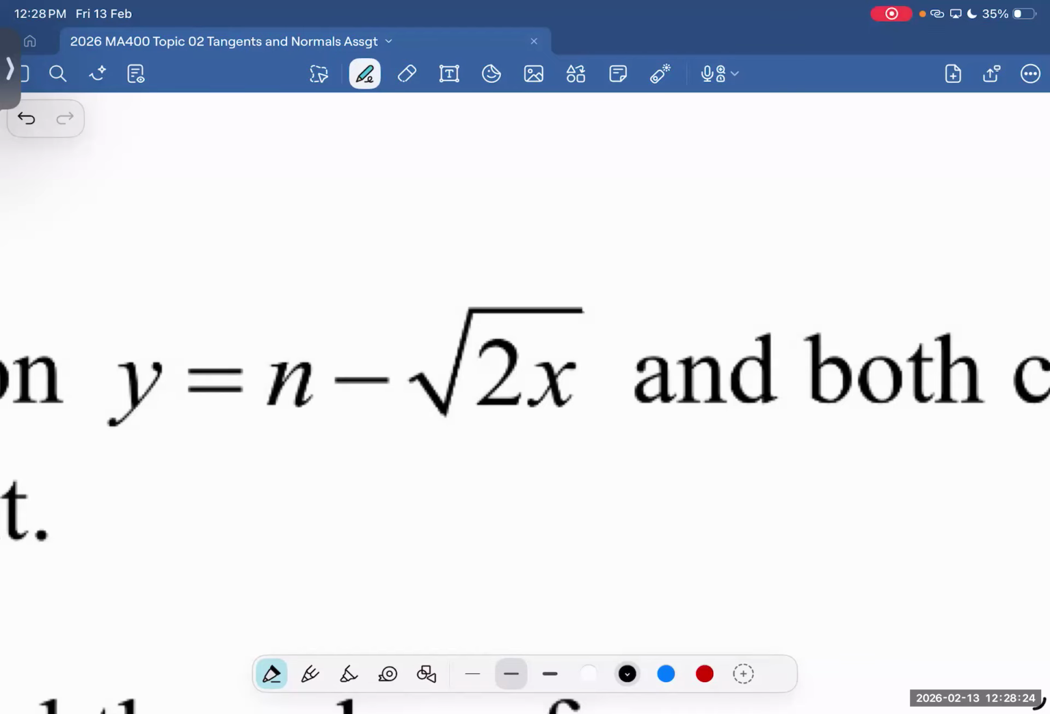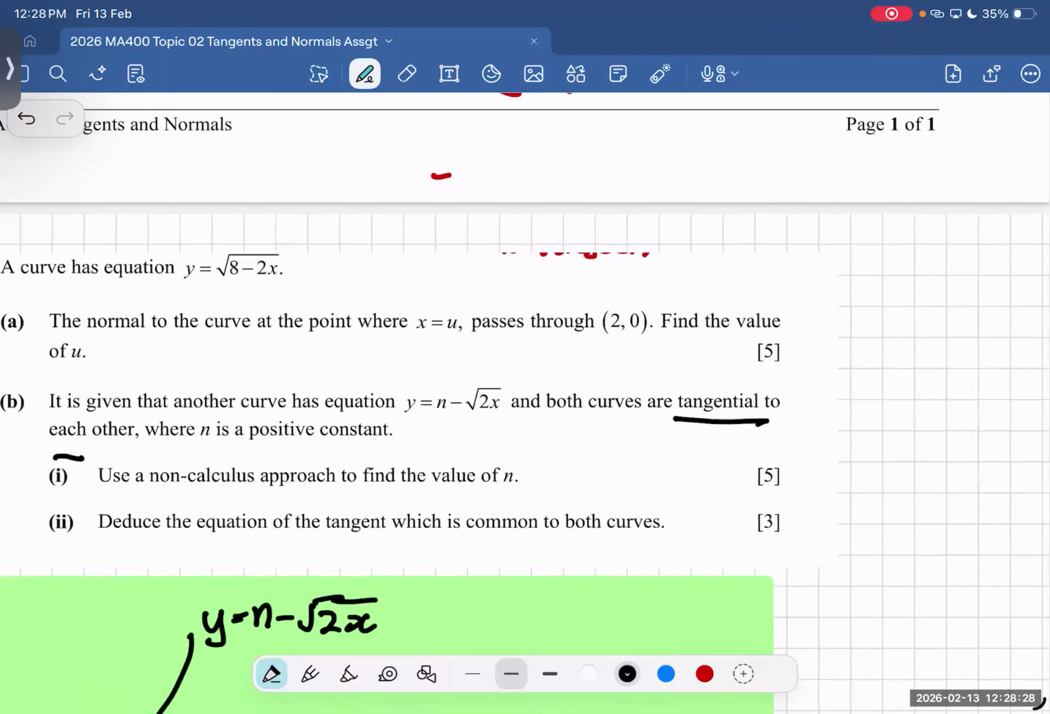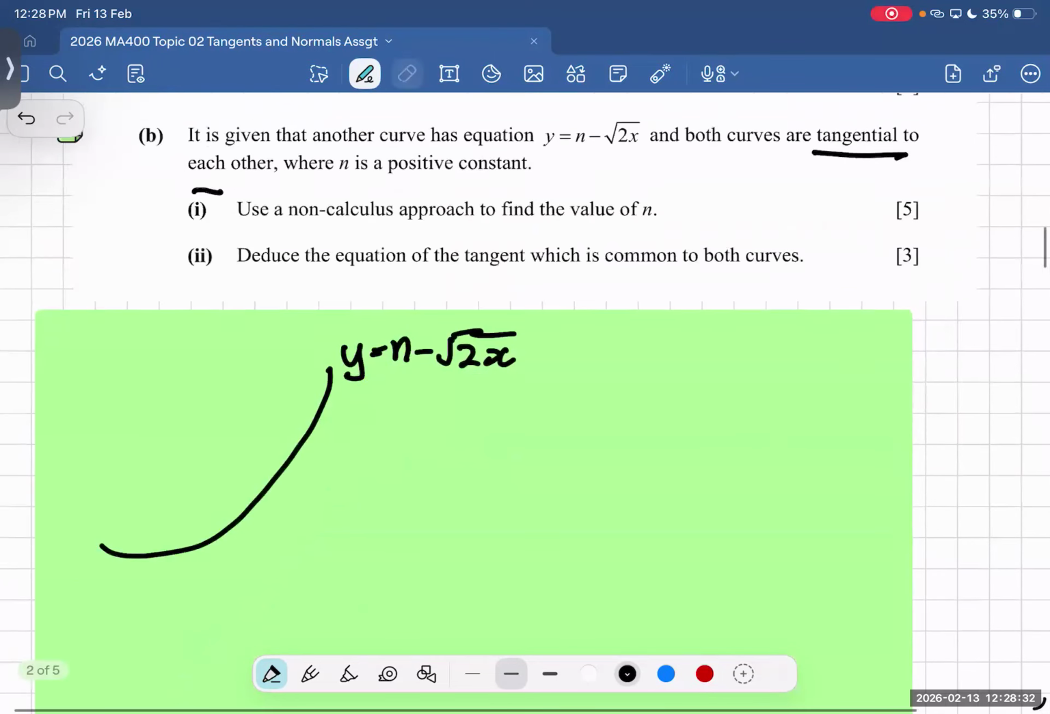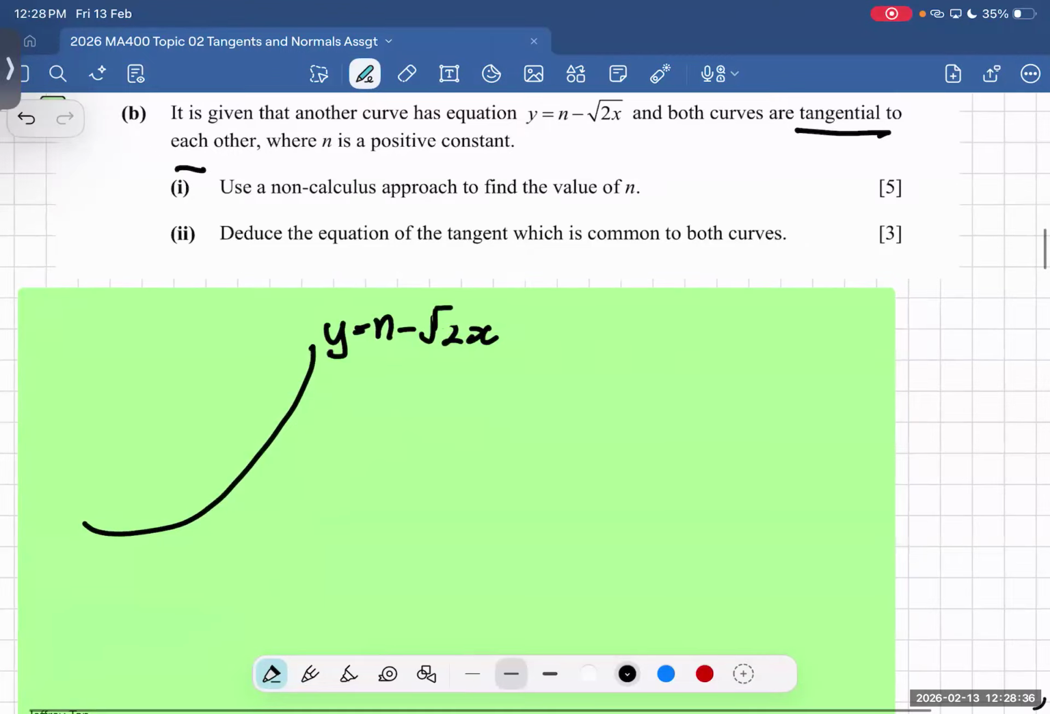Zhihan, stop sleeping. You're dozing off. I see your eyes closing. Okay, please try your best. Okay, now next one.